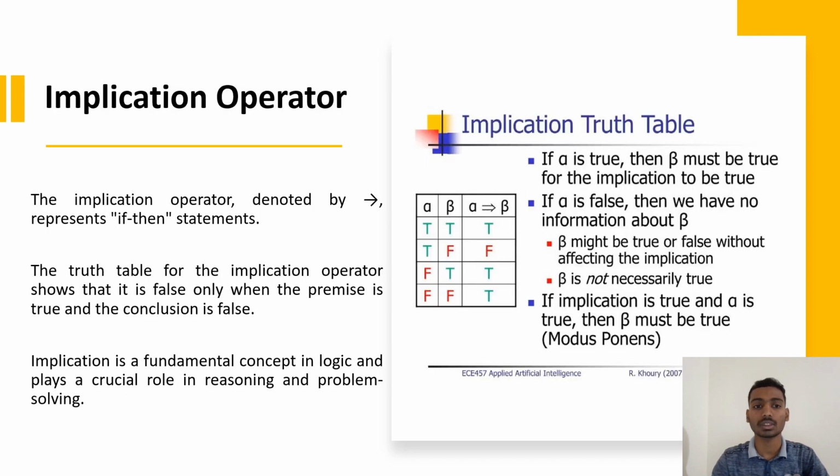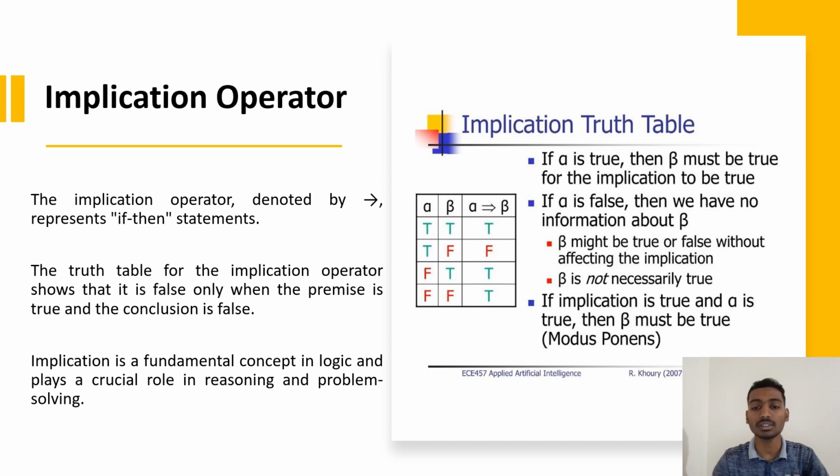Implication operator. The implication operator, denoted by an arrow, represents an if-then statement. The truth table for the implication operator shows that it is false only when the premise is true and the conclusion is false. Implication is a fundamental concept in logic and plays a crucial role in reasoning and problem solving, where we are saying that if this condition is true, it holds for all conditions except one: if the given condition, for example P, is true but Q is false, then the implication P to Q is false.